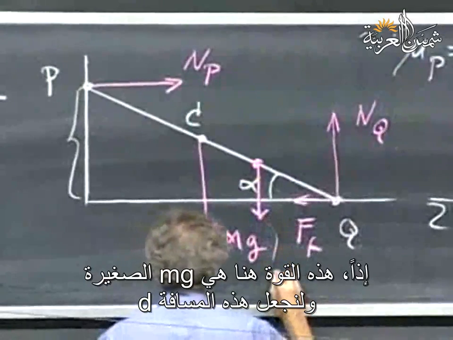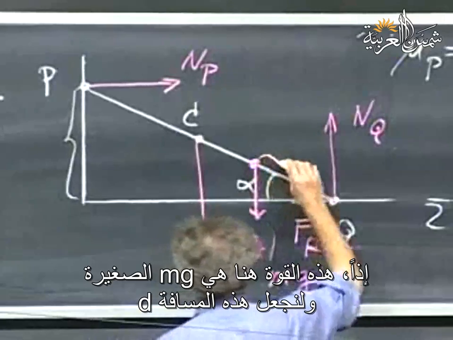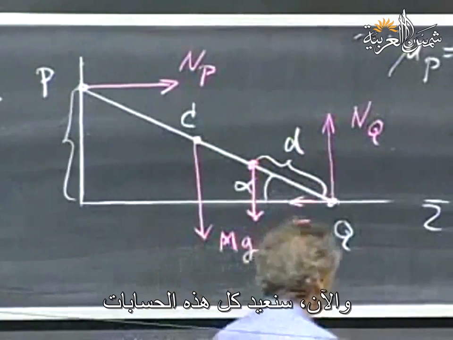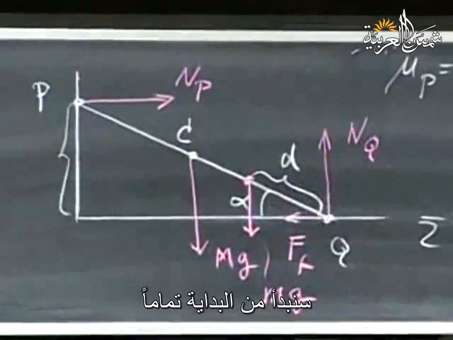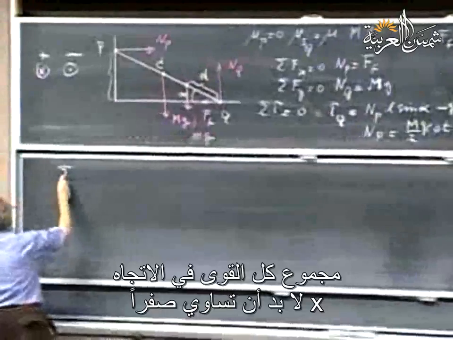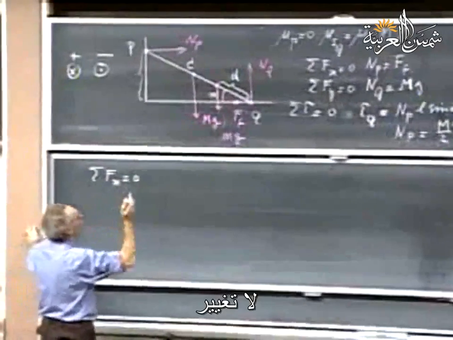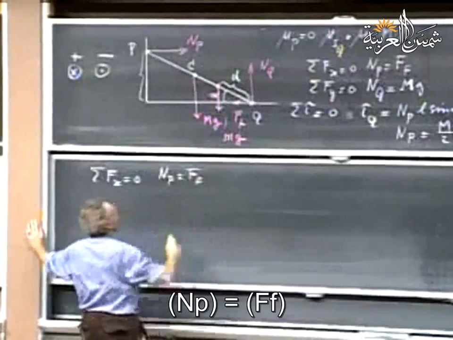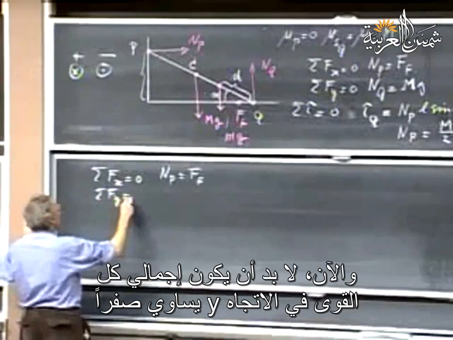So this force here is little mg, and let's make this distance d. And now we're going to redo all these calculations. We start completely from scratch. The sum of all forces in the x direction has to be 0. No change. N of P must be f of s. Now the sum of all forces in the y direction has to be 0.